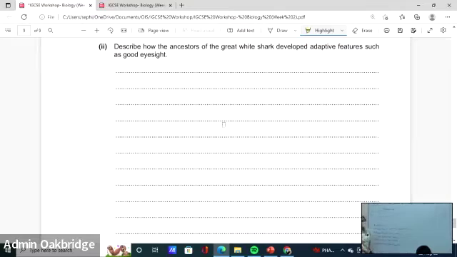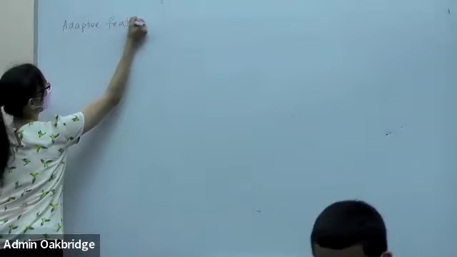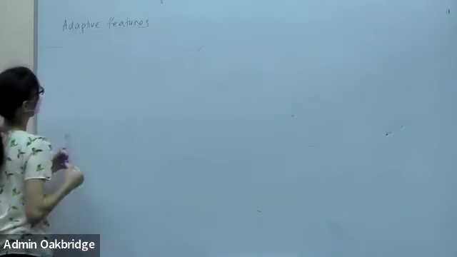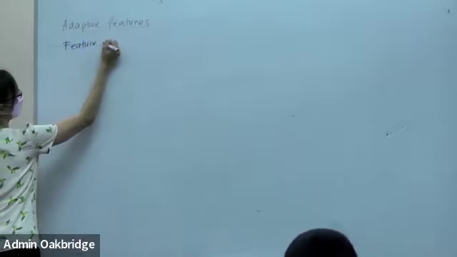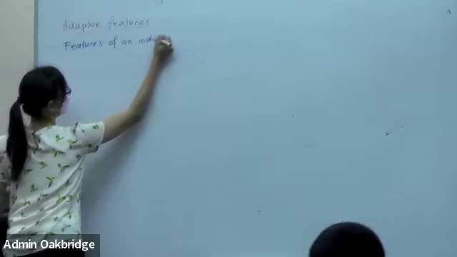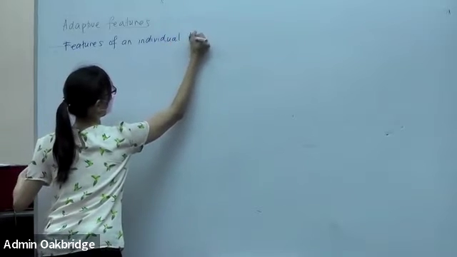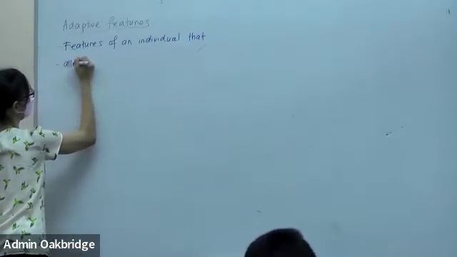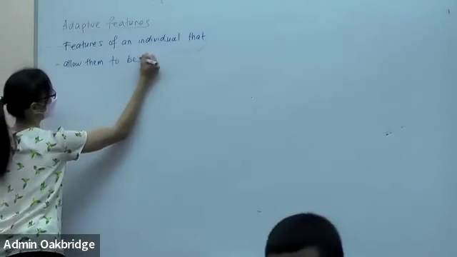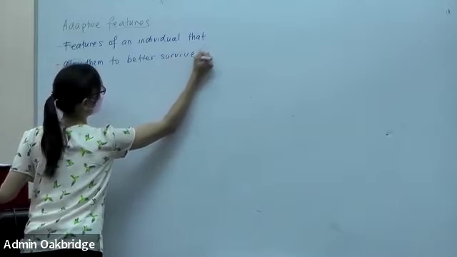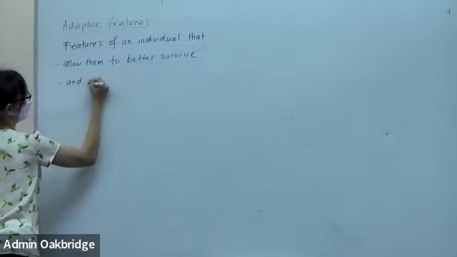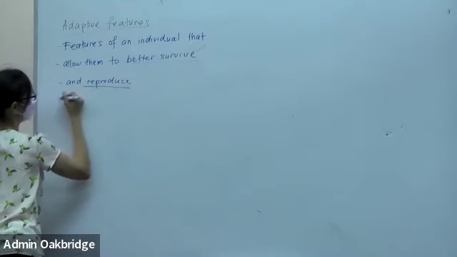Yes, remember survive and reproduce? So adaptive features are features that allow an animal to survive and reproduce better in the environment. There's a whole definition for this. To better survive and reproduce in their environment.